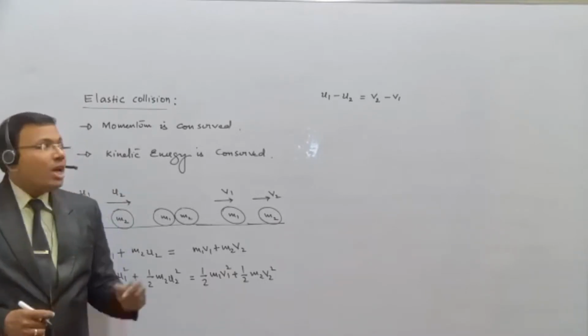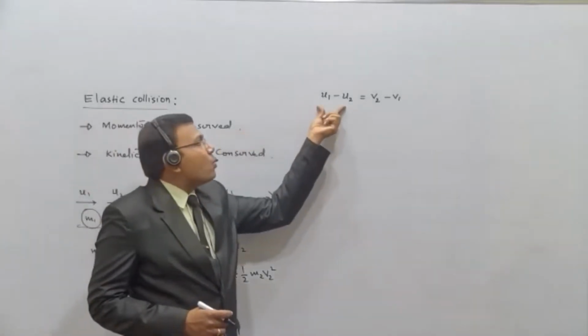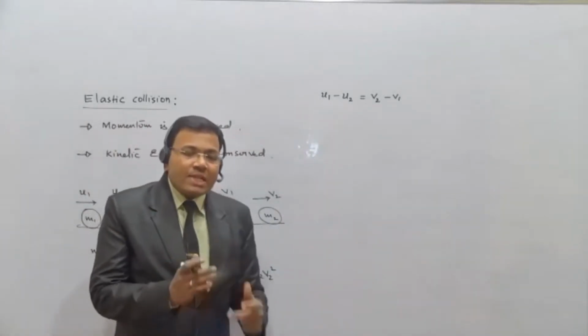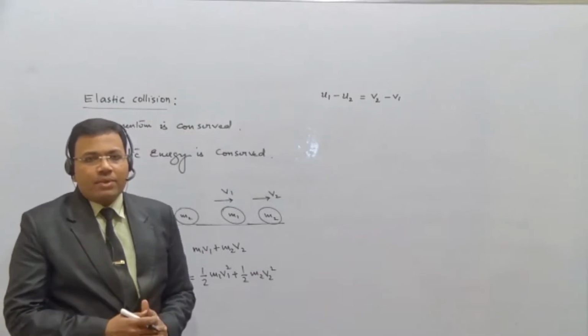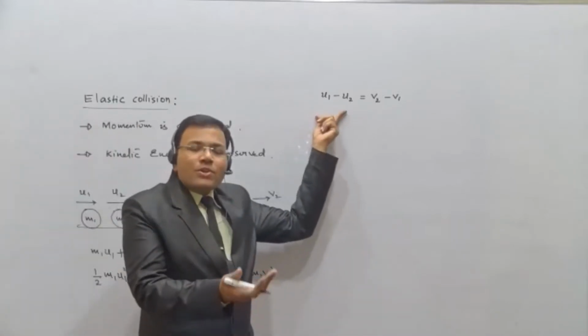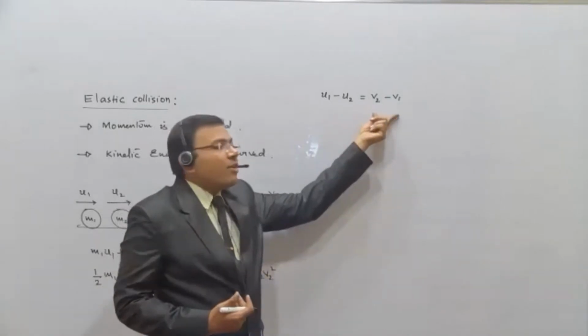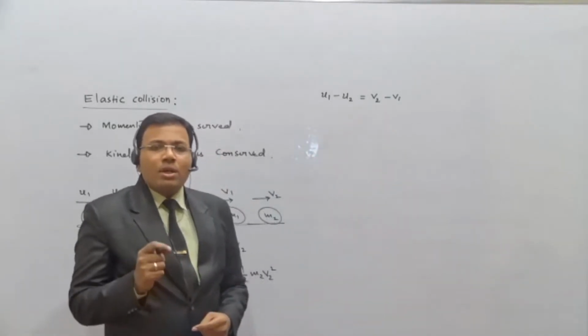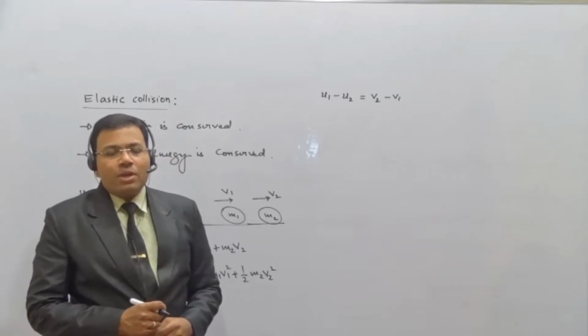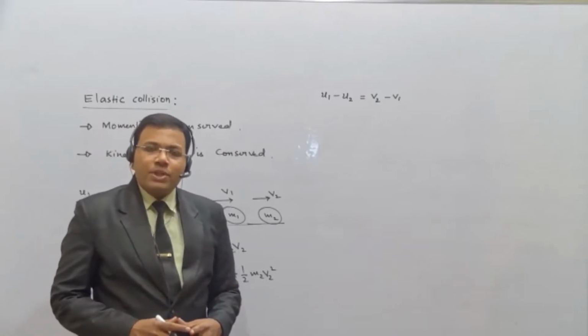The second one: we see u1 minus u2. What do you mean by this difference in the velocities? You ought to call it relative velocity. And u1 and u2 are the velocities before collision, v2 and v1 are the velocities after collision. So here I can say that the relative velocity before collision is equal to the relative velocity after collision.